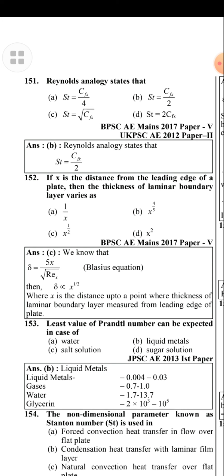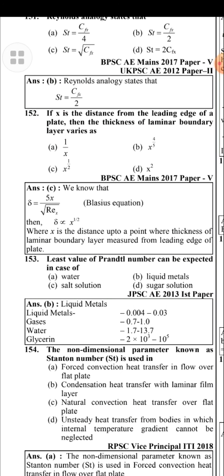We know that delta is equal to 5x by root under Re_x, where Re is the Reynolds number. This is called Blasius's equation. Delta is directly proportional to root under x, where x is the distance up to the point where the thickness of the laminar boundary layer is measured from the leading edge of the plate.